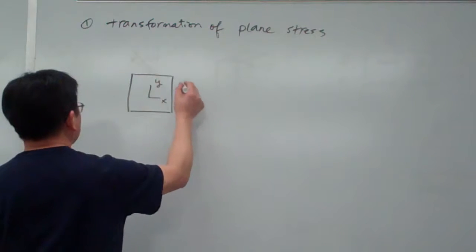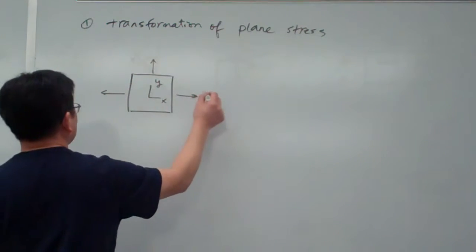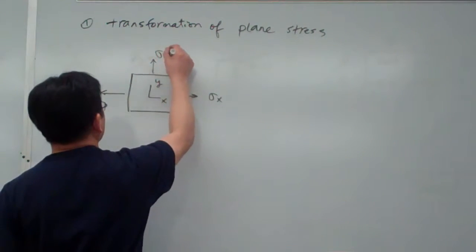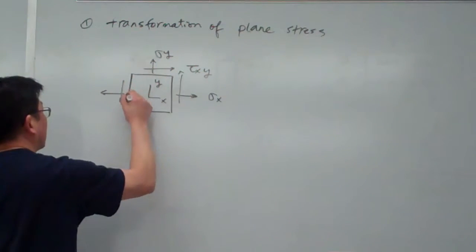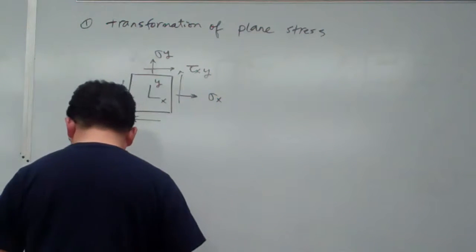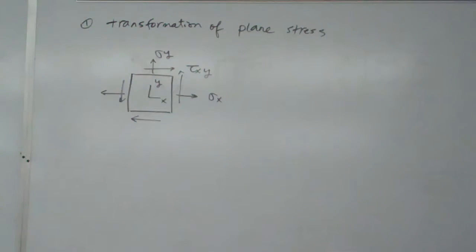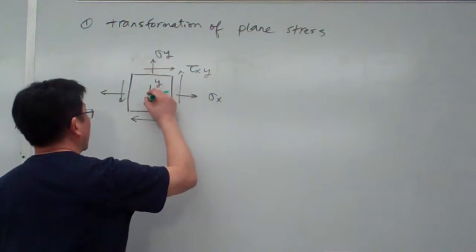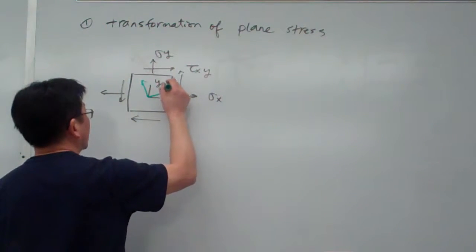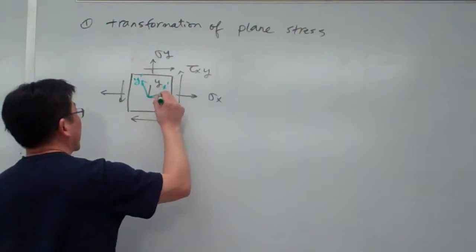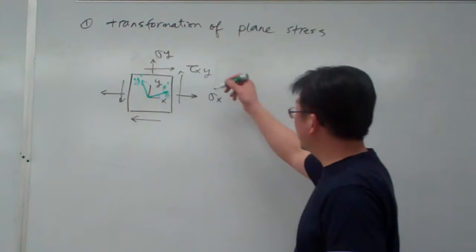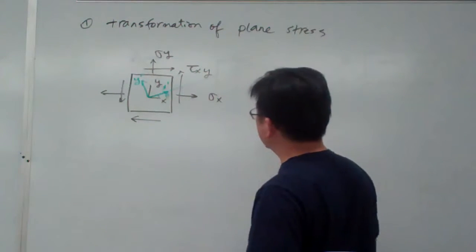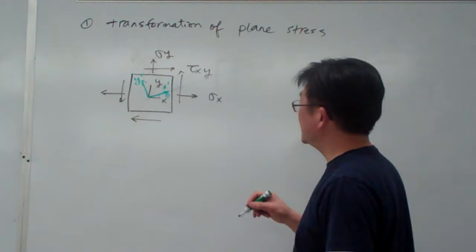So we are given those components, and we want to convert the information into the new coordinate system. Here, let me define the new coordinate system as x prime, y prime, and the angle is theta. So the transformation, basically, usually we express it like this.